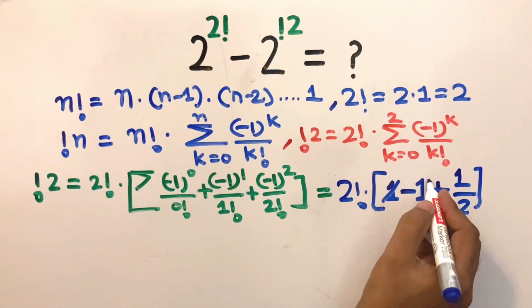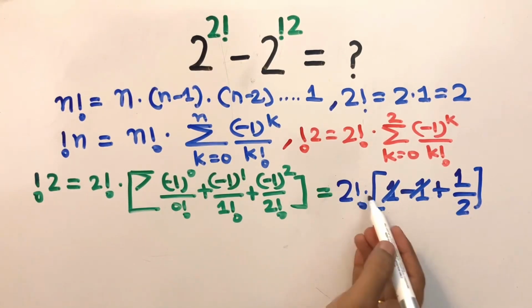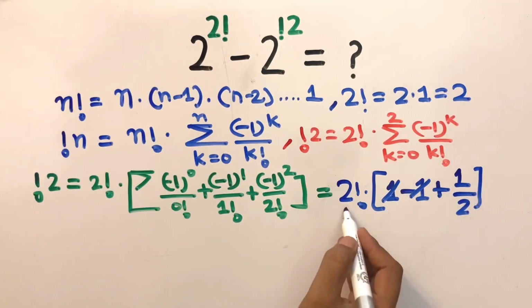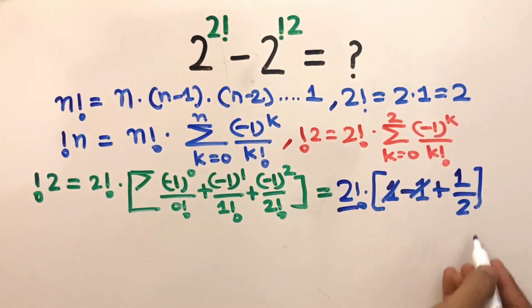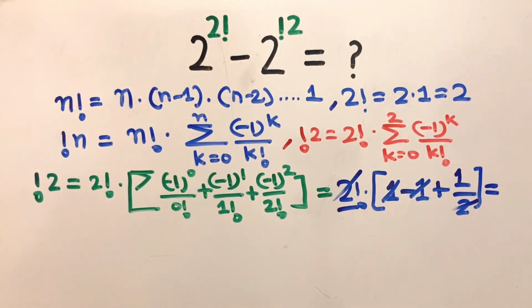So this one cancels. So here we get 2 factorial multiply 1 by 2. 2 factorial is also equals to 2. So 2 cancels 2. So this is equals to 1.